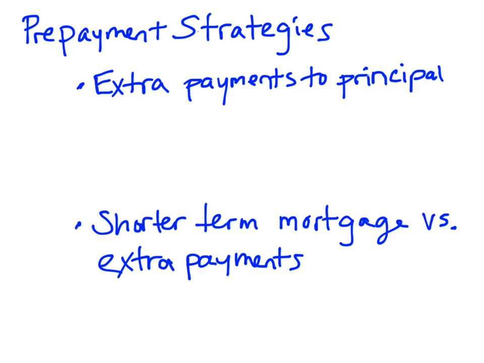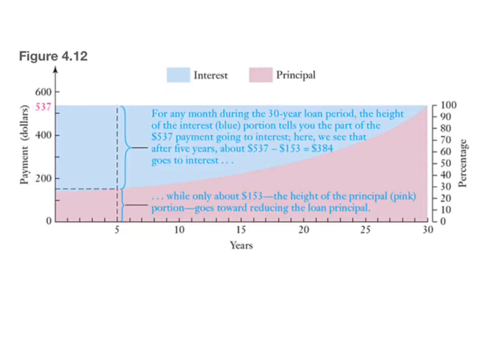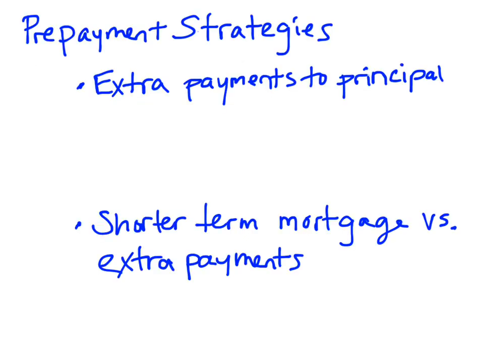They do involve prepaying. So one option would be to stick with the longer loan and then just make extra payments to principal each month. Looking at this chart of interest versus principal, in that first case with the $537 payment, only about $153 goes towards the loan principal versus $384 going towards interest, and that's about 5 years into the loan. So let's say you make that payment, and then you decide to make an extra payment of another $100 specifically towards the principal. Well, what effect will that have over time?